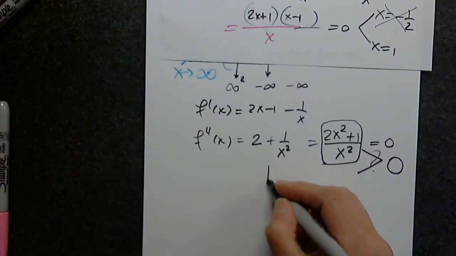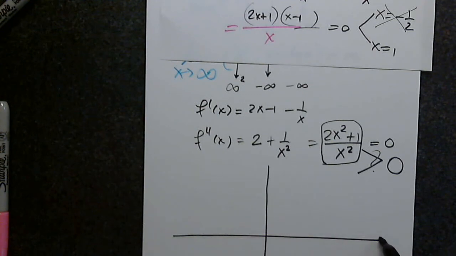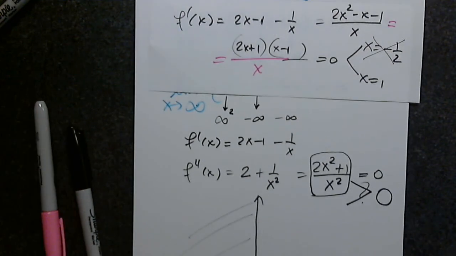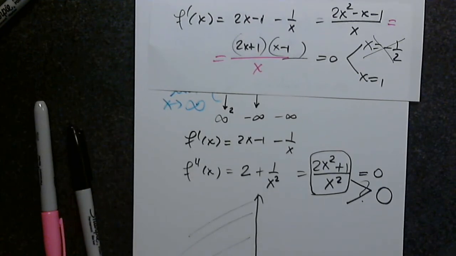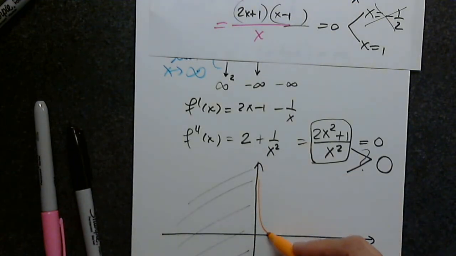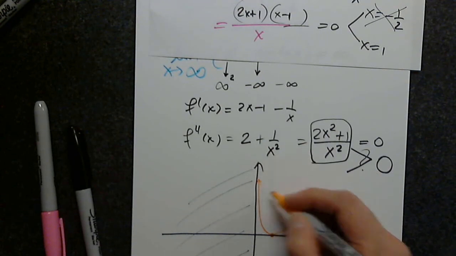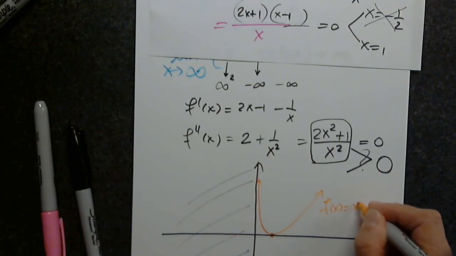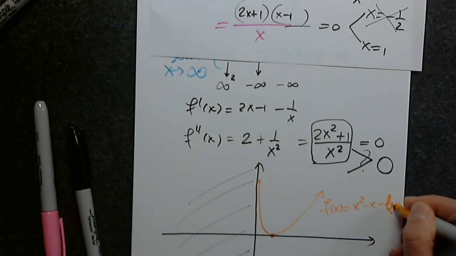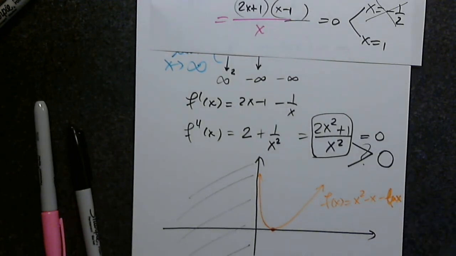So here's the graph. It's only between 0 and infinity. The function has a vertical asymptote at 0, and the point (1, 0). It opens upward. And this is the graph of x squared minus x minus natural log x. I was going to write the derivative. I don't know why.